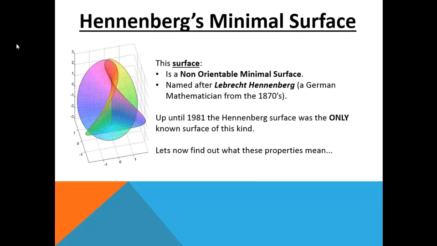Our surface is Henneberg's minimal surface. It is a non-orientable minimal surface named after a famous German mathematician from the 1870s. Up until 1981, the Henneberg surface was the only known surface of its kind. Now let's explore some of the interesting properties that it holds.